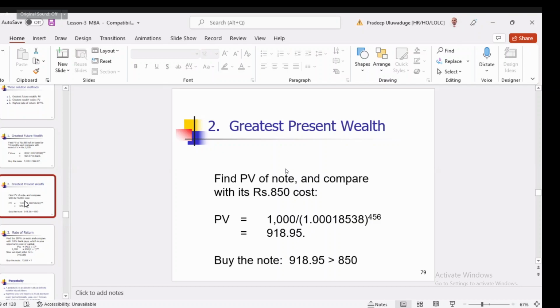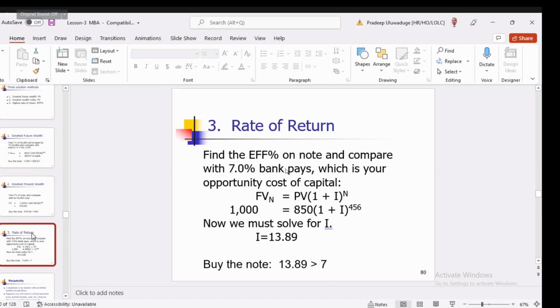Okay, so I didn't have an answer on that basis from any one of you, right? So let's move on to the next one, rate of return. You calculate the rate of return, compare the rates of return, and choose the one that gives the higher effective return. Find the effective rate on the note and compare it with 7% that the bank pays, which is your opportunity cost of capital, right?